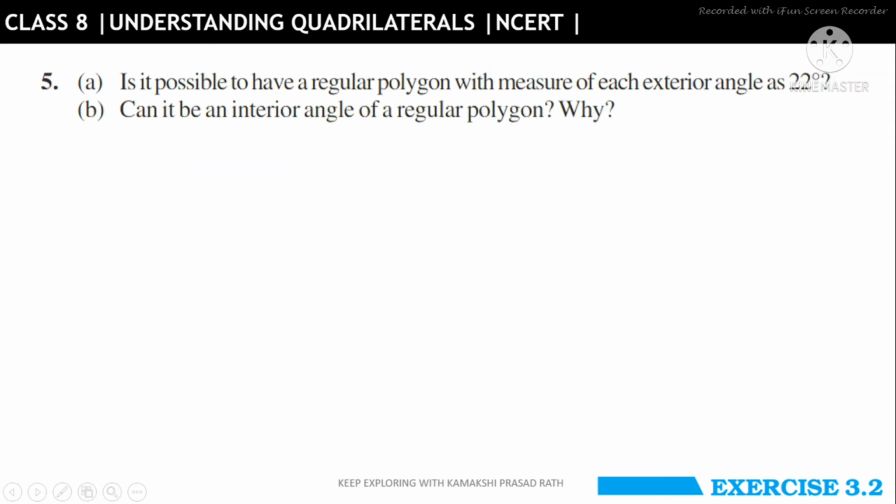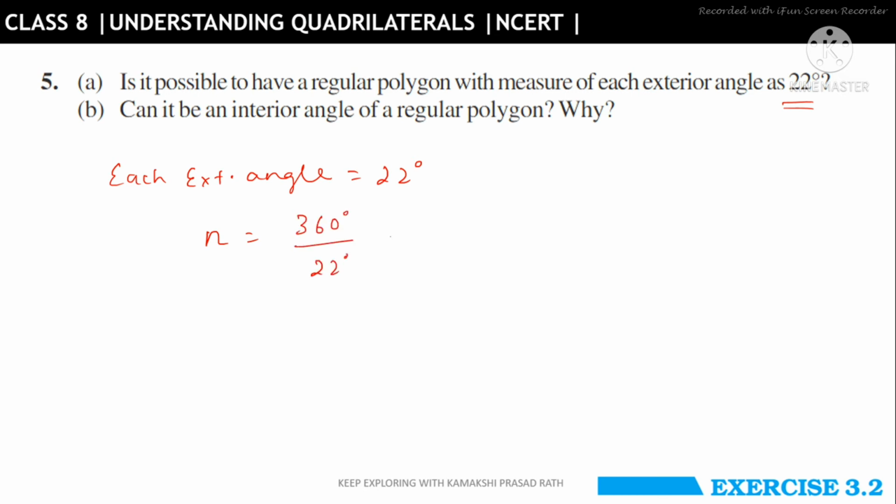Now the question says, is it possible to have a regular polygon with a measure of each exterior angle 22 degrees? Now you have to find whether it is possible to have a regular polygon with each exterior angle 22 degrees. So each exterior angle equals 22 degrees. Now we have to see what will be the number of sides. Let us take, for example, that it is possible there is a regular polygon. So n equals 360 degrees by each exterior angle.